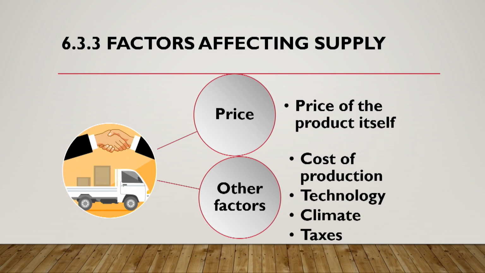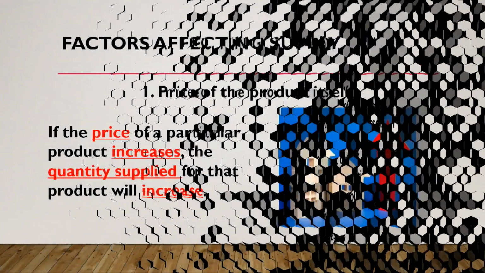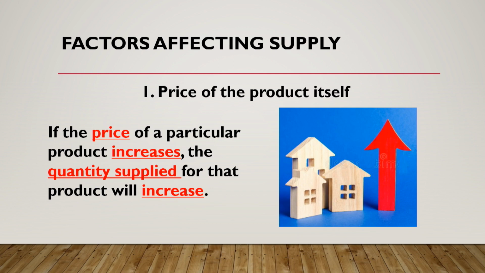Now, let us see the different factors affecting supply. The first one is price, that is, price of the product itself. The second one is other factors, and it consists of cost of production, technology, climate, and taxes. Price of the product itself. If the price of a particular product increases, the quantity supplied for that product will increase.